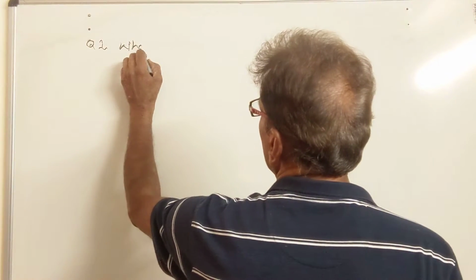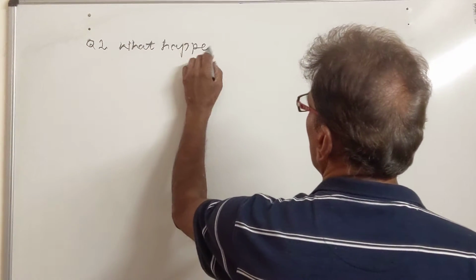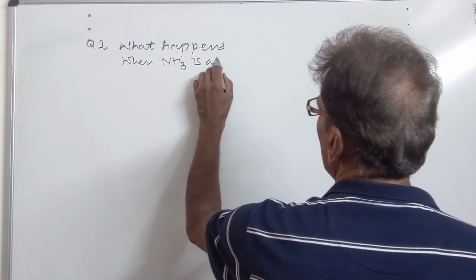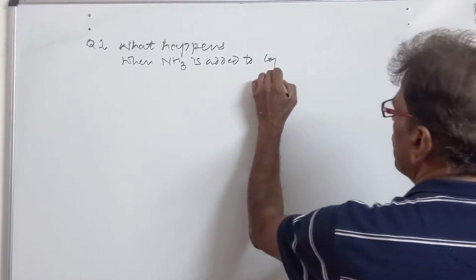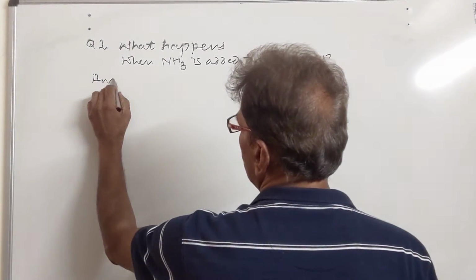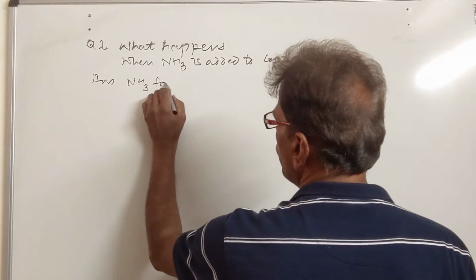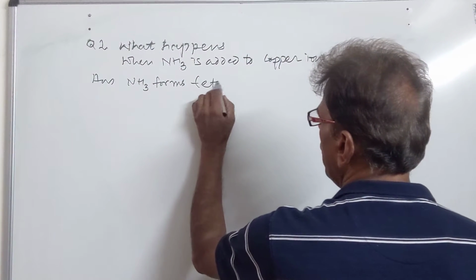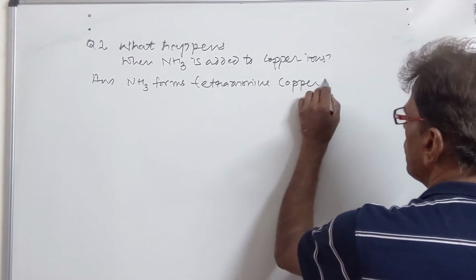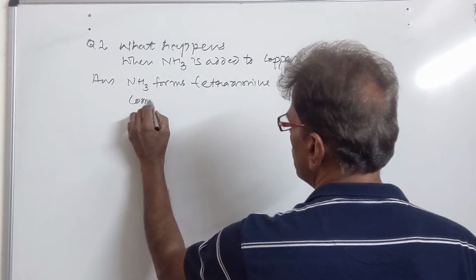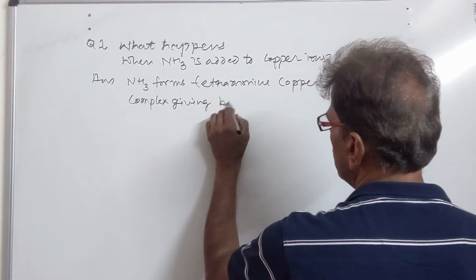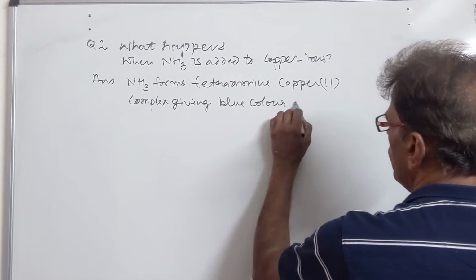What happens when ammonia is added to copper sulfate? Copper ions, you can say. Answer: ammonia forms tetraamine copper 2 sulfate complex, giving blue color to the solution.